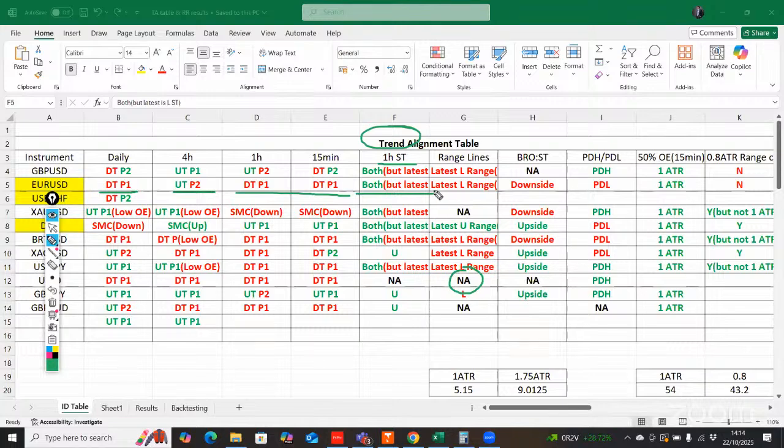And also the range line, right? I've drawn the range lines for both the sessions, and you can see that the latest is the lower range is taken out. Bro to ST ratio is on the downside, and then the previous daily low as well.